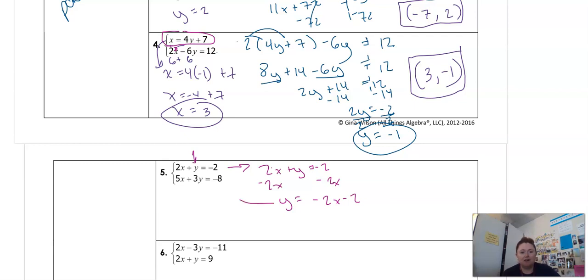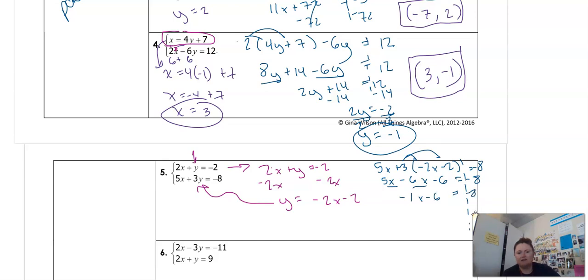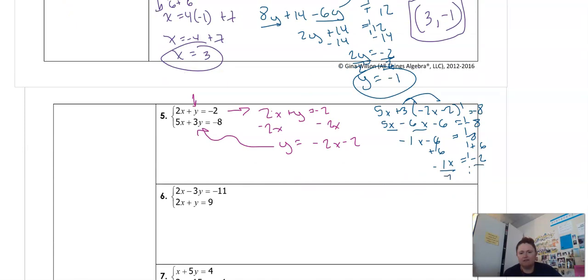So I'm going to take this equation and plug it in for y in the second equation. So I just had to add a step at the beginning. So now I'm going to take 5x plus 3y, but instead of y, I'm going to put negative 2x minus 2, equals negative 8. Distribute: 5x minus 6 equals negative 8. Combine like terms: negative 1x minus 6 equals negative 8. Add 6 to both sides to get rid of that minus 6. And negative x equals negative 2. Divide by negative 1 on both sides.